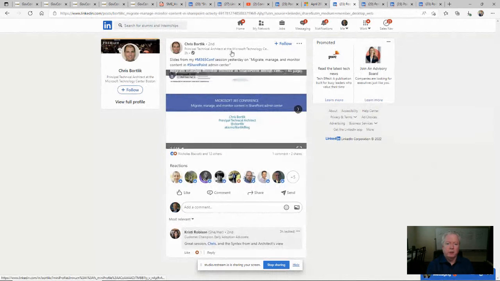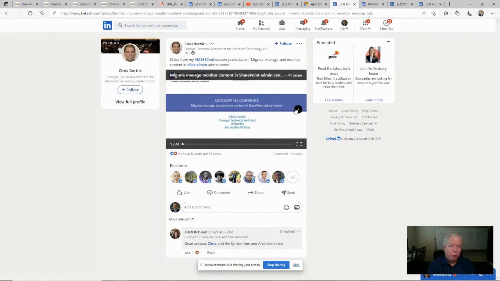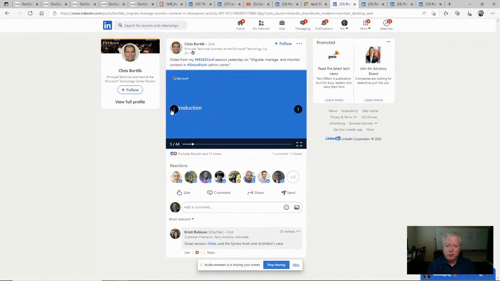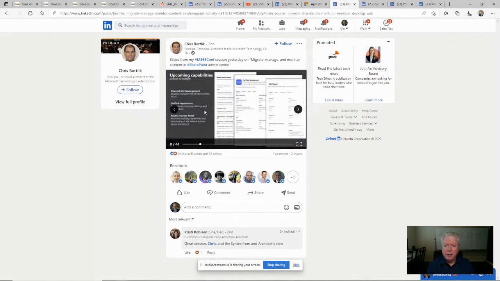Here's another one that I really liked, right? It's somebody from the Microsoft Technology Center, and this was at a Microsoft 365 conference. In here, he's sharing out 44 slides related to this conference. And right here, I can see the topic they're talking about, and where they're going into migrations and data access governance. This is good stuff. I can see that in here, I would probably find things that would be interesting to me. Here, it talks about upcoming capabilities. My customers might want to know about SharePoint upcoming capabilities. So I can talk about that.